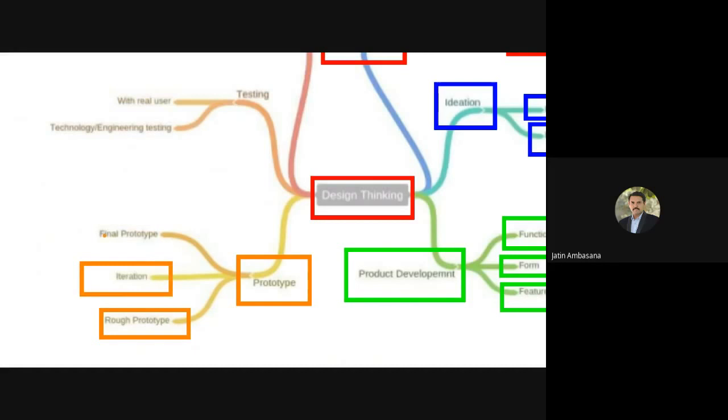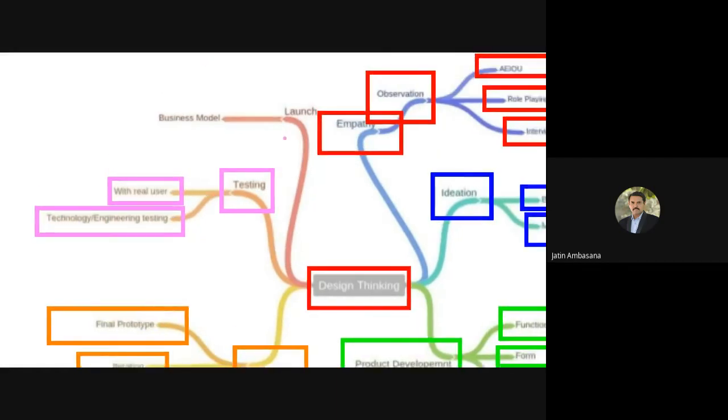Okay, and then make a final prototype. And you may then also do what? You may also do the testing with a real user, or technology or an engineering testing kind of thing. And then finally, you may launch the business model.